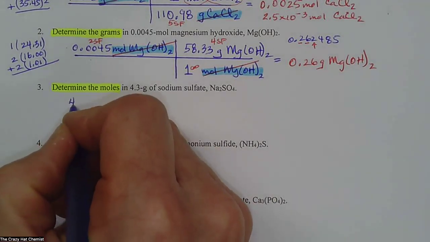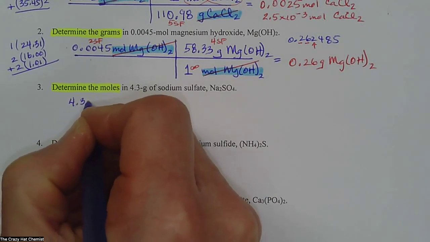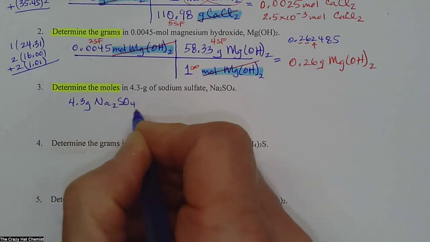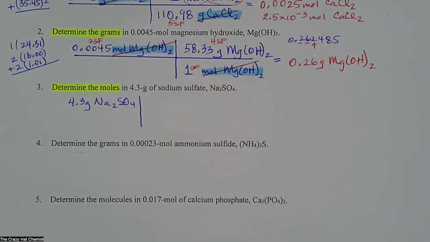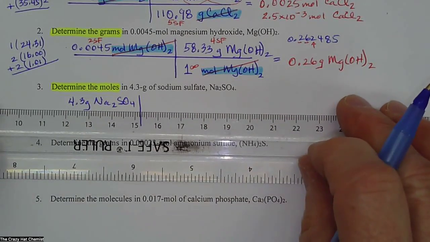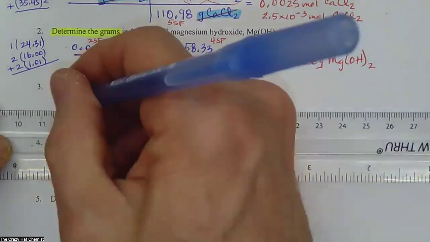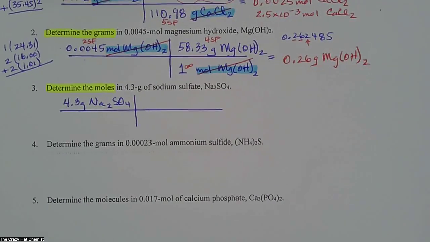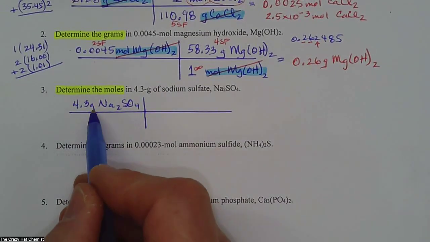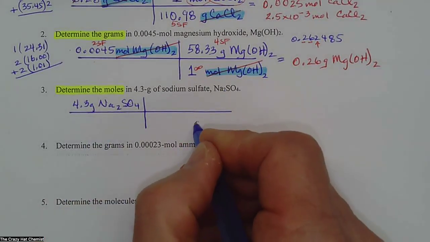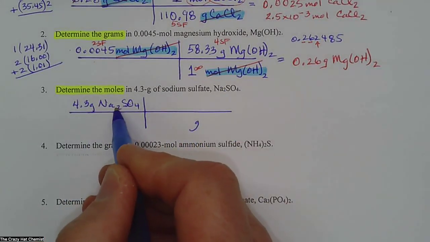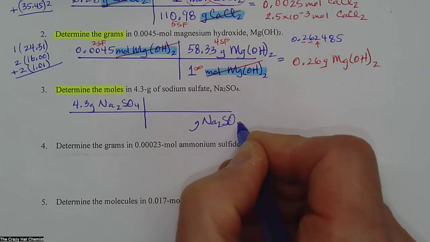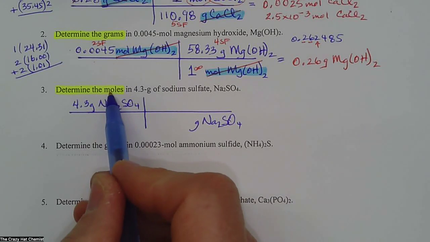So I'm going to start off with number units formula, 4.3 grams of Na2SO4. I'm going to draw a vertical stop, and then I may draw a horizontal line between this and the next term. It helps me to separate them. All right, perfect. What are the units in the numerator? They are grams. What is the formula in the numerator? Na2SO4.